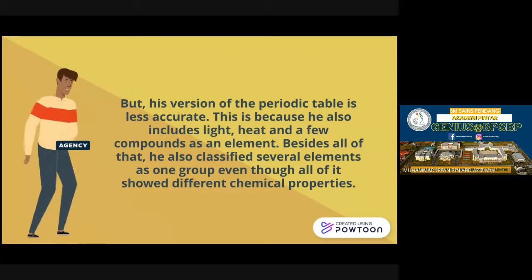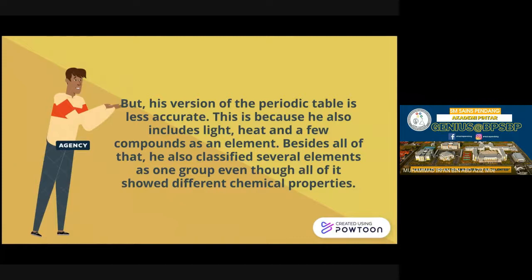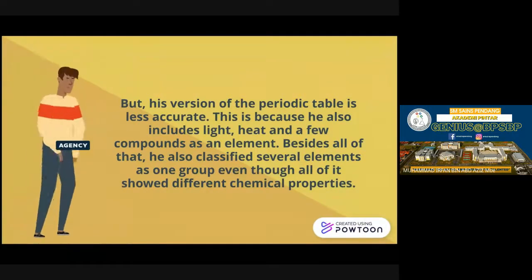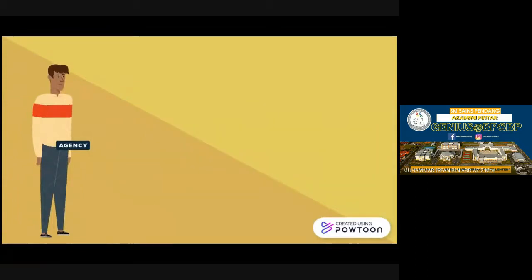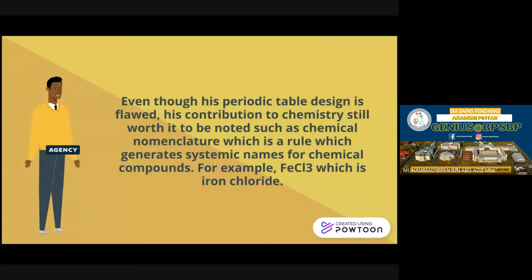Besides all of that, he also classified several elements as one group, even though all of it showed different chemical properties. Even though his periodic table design is flawed, his contribution to chemistry is still worthy to be noted, such as chemical nomenclature, which is a rule which generates systematic names for a chemical compound. For example, FeCl3, which is iron chloride.